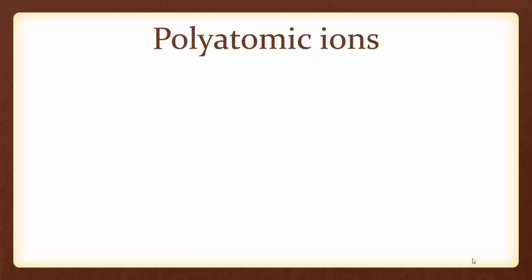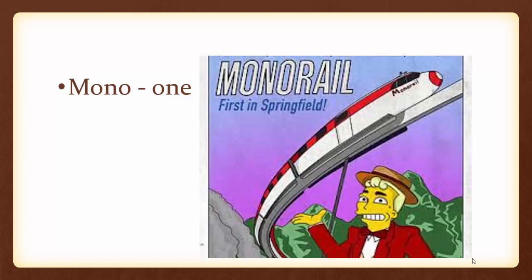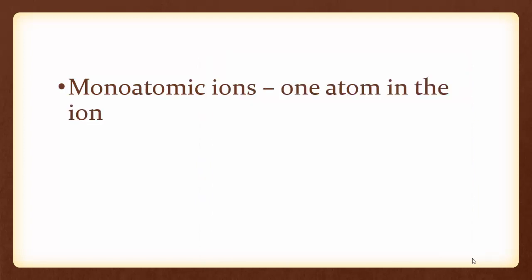Chemistry would be really boring if all you could do is combine simple elements as positives and negatives, and so we're going to have to deal with polyatomic ions. We've been dealing with monoatomic ions. Mono means one, and you have all seen in some way, shape, or form a monorail, a train that runs on one rail. Monoatomic ions have one atom in the ion. For example, the sodium ion, the cobalt-3 ion, the selenide ion, all of which are just single elements.